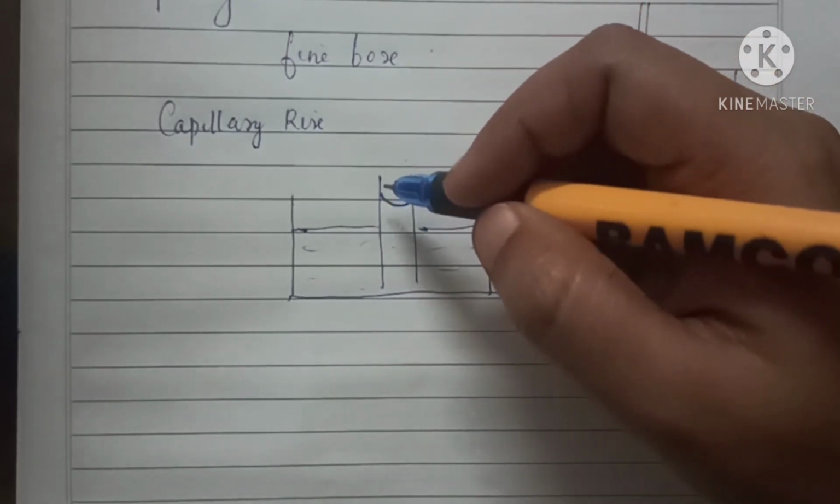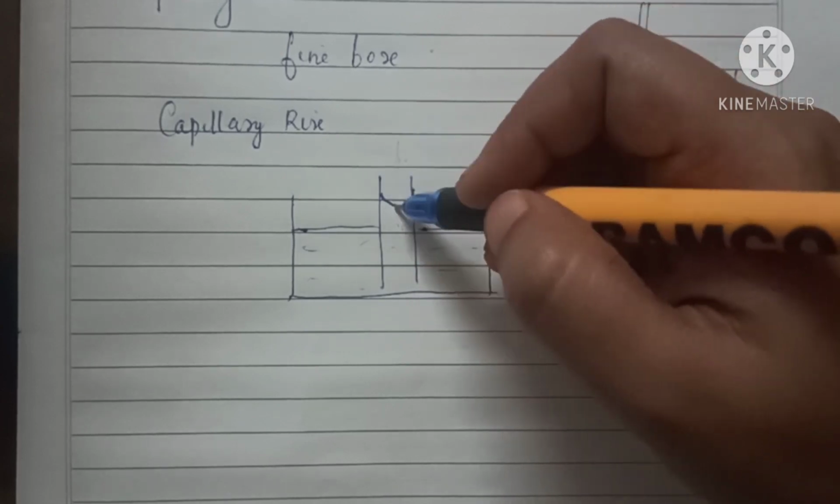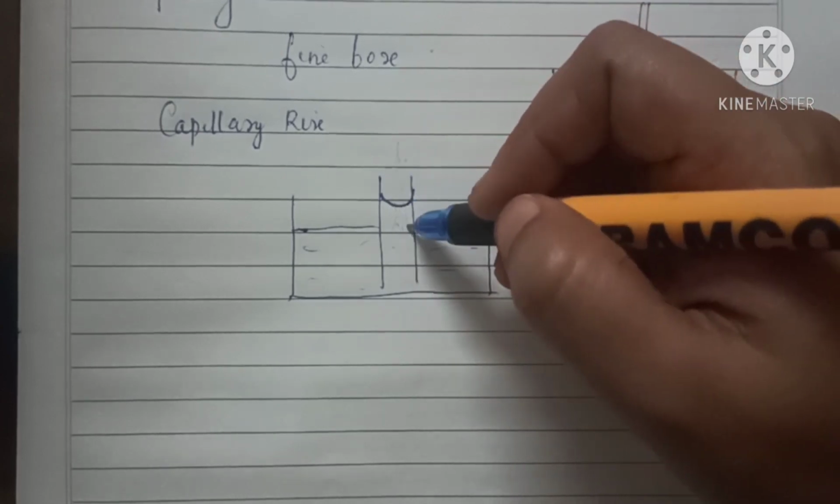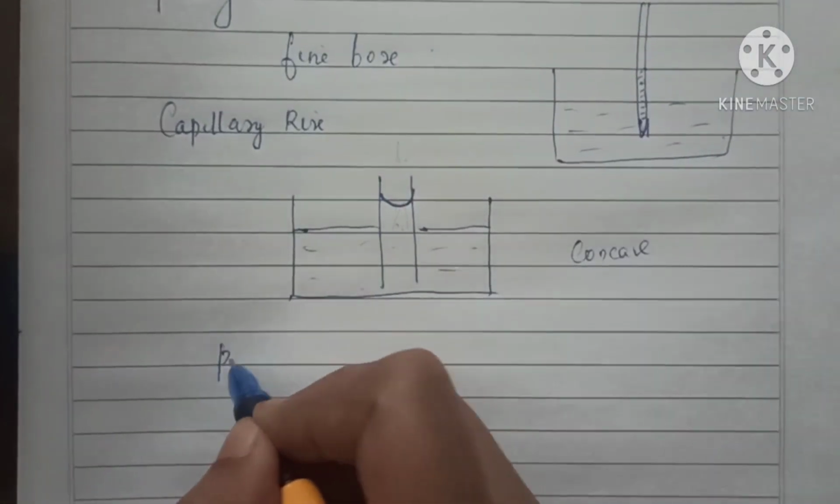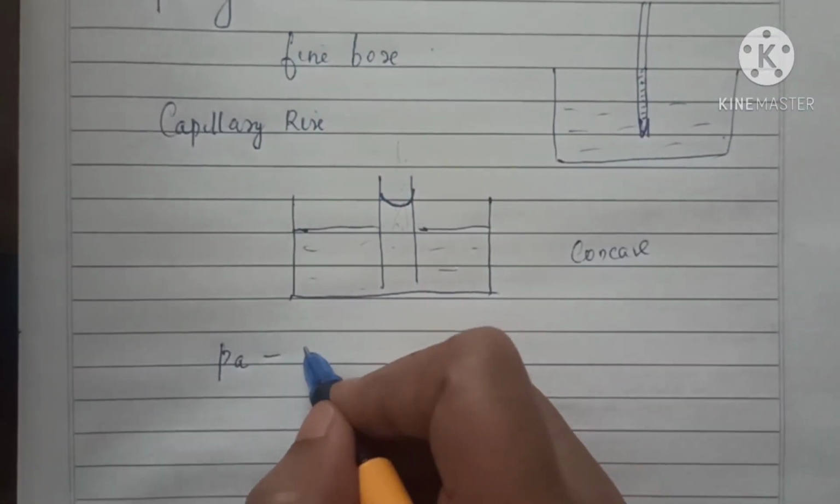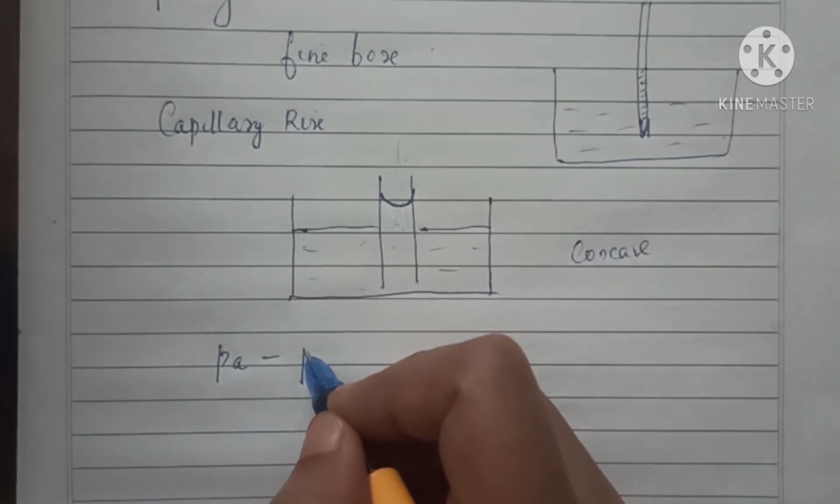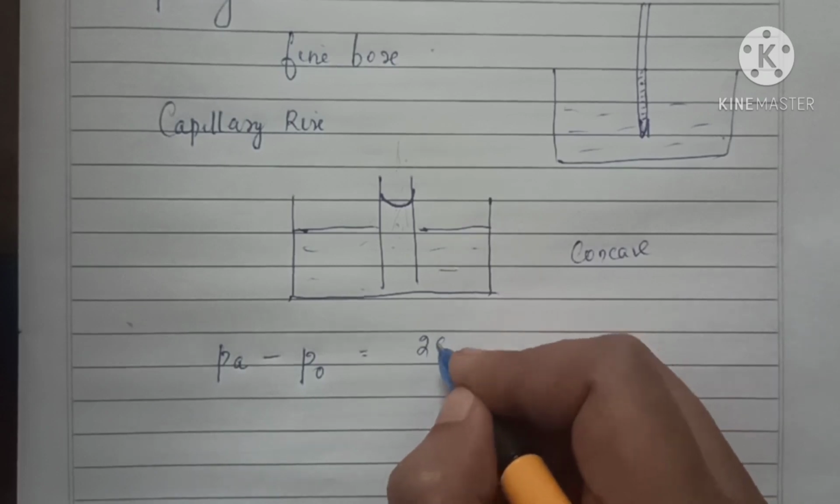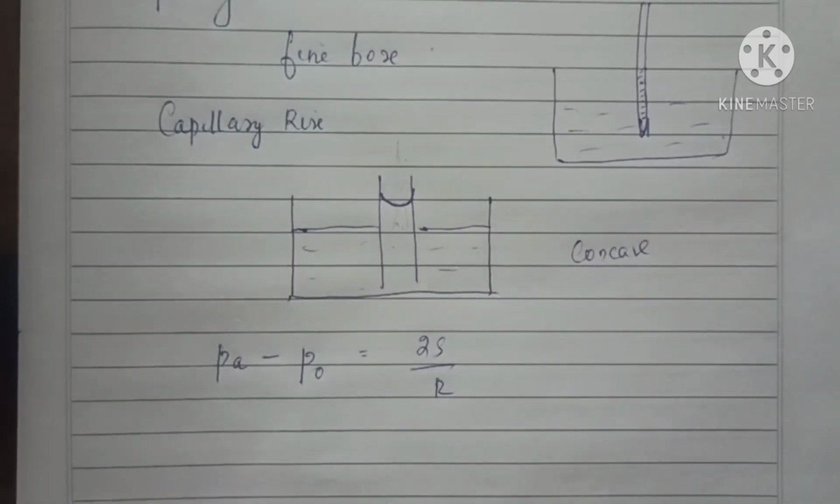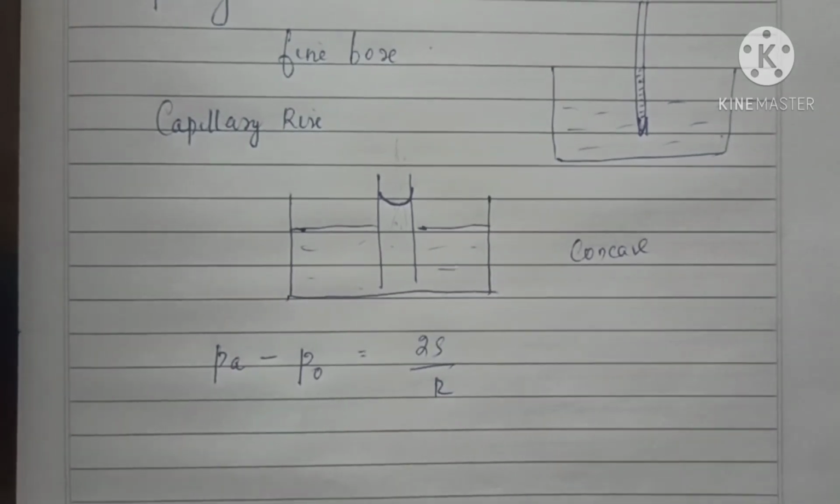That means that there is a pressure difference between the two sides of the meniscus. You know, for a concave meniscus, this pressure will be more than this one, isn't it? So that pressure difference, you can write it as the change in pressure, that is PA minus PO, which is 2S by R. The excess pressure, you have derived the expression, it is 2S by R. Clear?